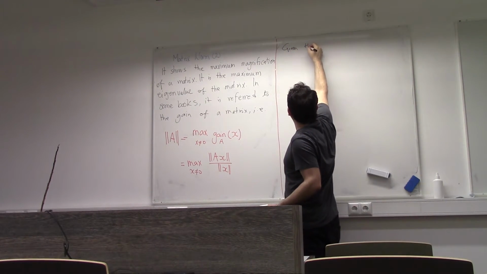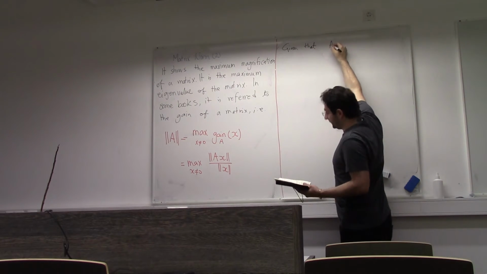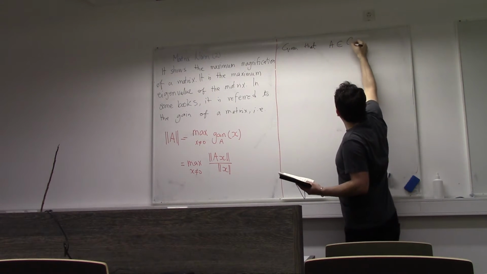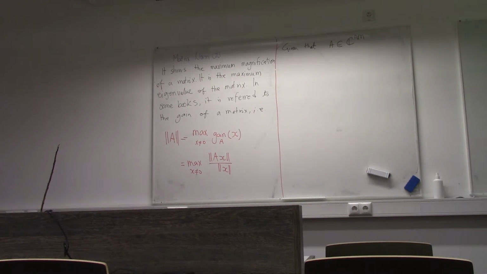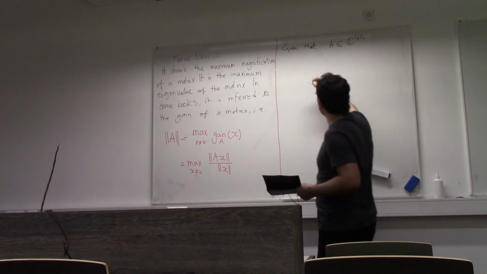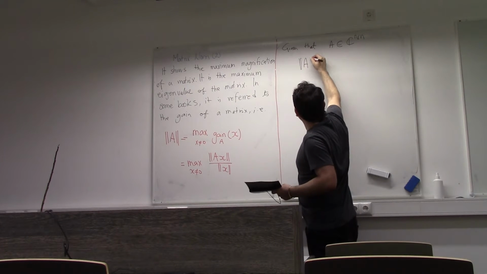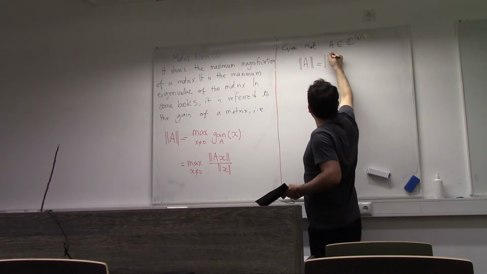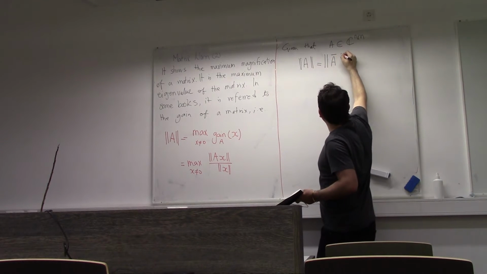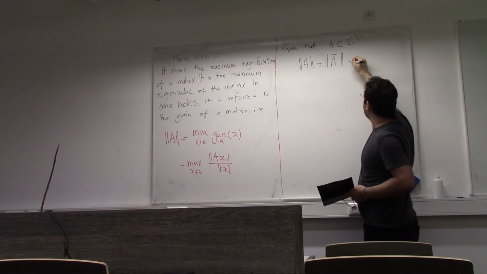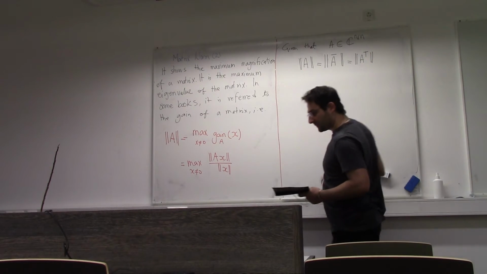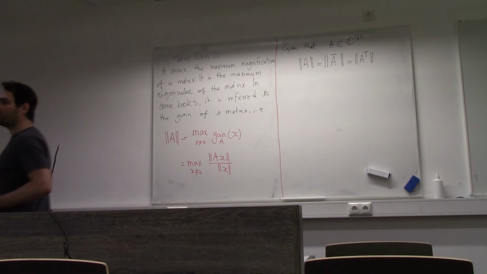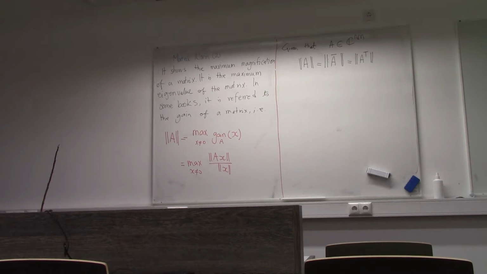Given that A belongs to C^(n by n), which means that A is a square matrix, the norm of A and the norm of A conjugate are equal to each other, and apparently it is also equal to the norm of A transpose. So if I know one of these norms, I know the other ones because they are the same.